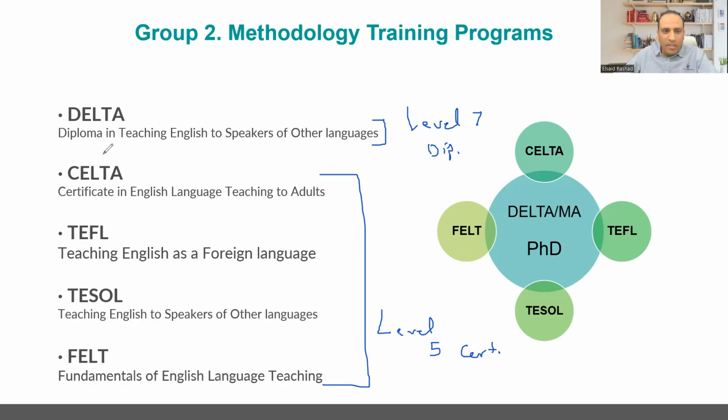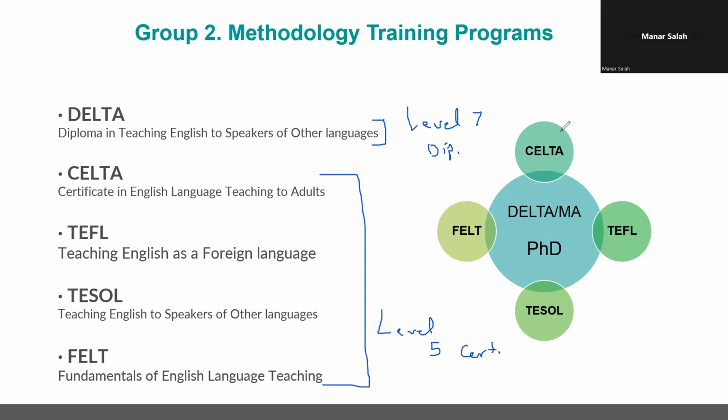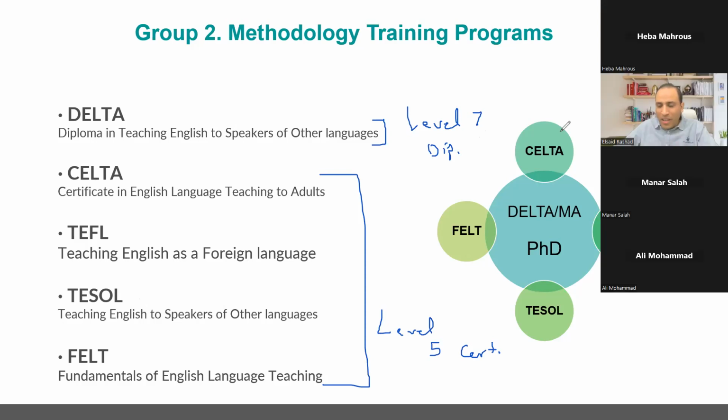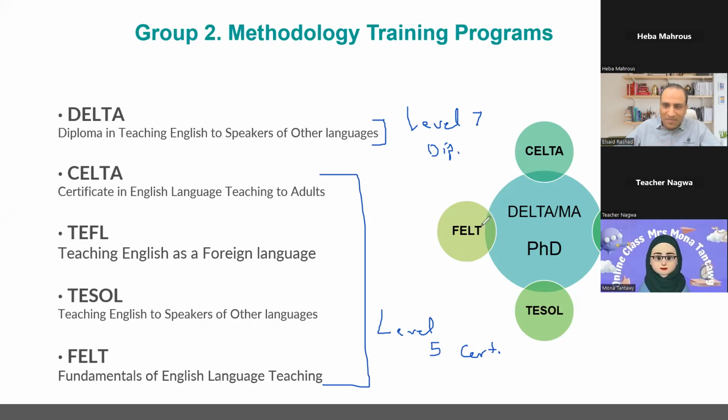So can I go for the Delta without having one of these qualifications? Yes, you can. I did this. I didn't do the Celta. I didn't do TEFL, TESOL, FELT. I didn't do anything, and I just jumped into the Delta. But I suffered.